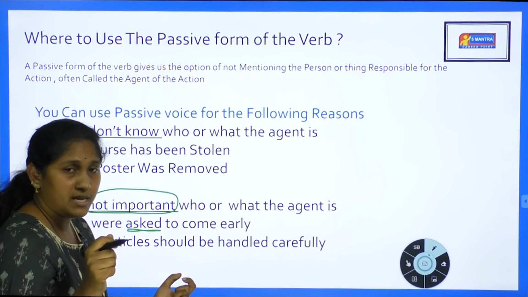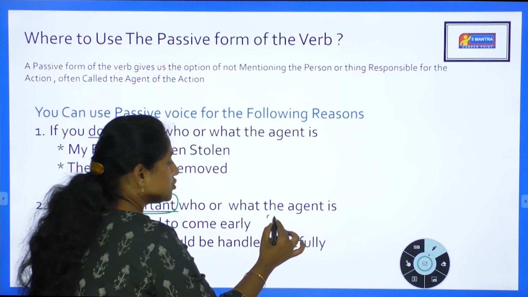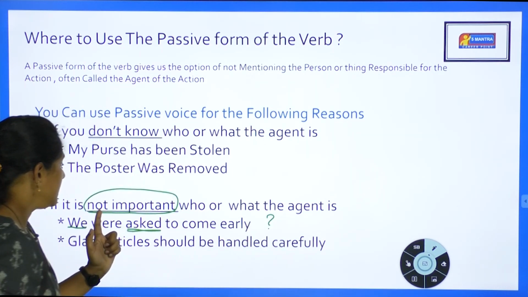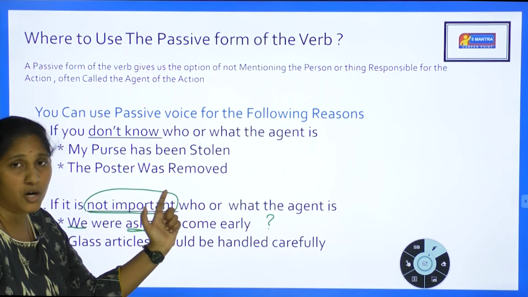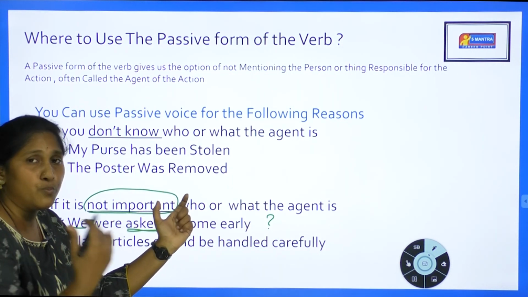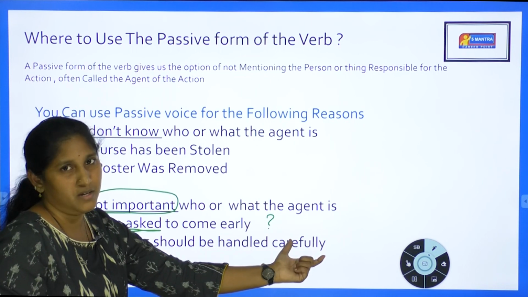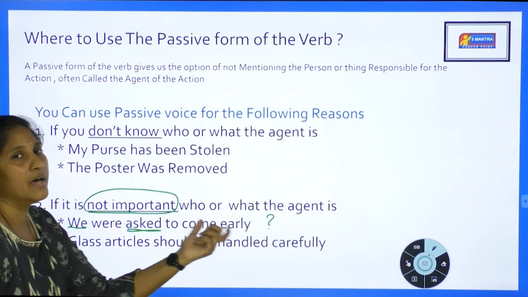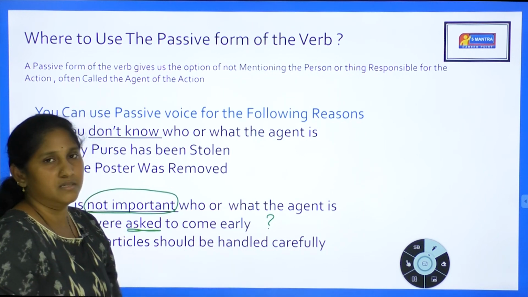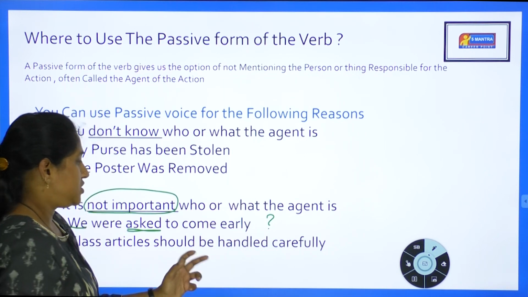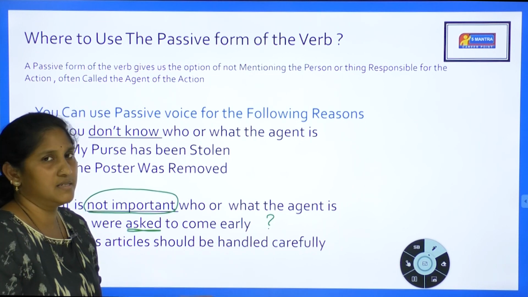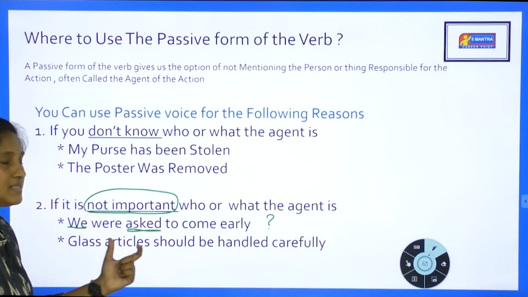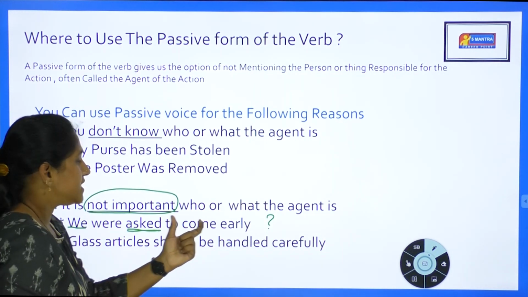Who is the doer here? We don't know. So the doer of the action is hidden. But it is not important. The clue is it is not important to mention the doer's information, because we know very well, we were asked to come early. Who said this? Generally, who will say this? Okay. In that case, we use the passive form of sentences.